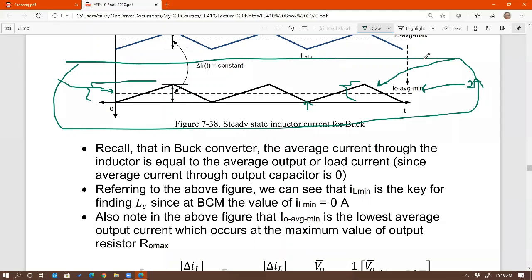What's special about BCM? BCM is where IL min touches 0. And remember, average current is equal to IL min plus IL max divided by 2. In this case, IL min is 0. So therefore, I know that IL average for boundary conduction mode is always IL max divided by 2. Or in this case, delta IL, because IL max is going to be delta IL since IL min is 0. So make sure that that's clear. Is that good? Okay, all right.